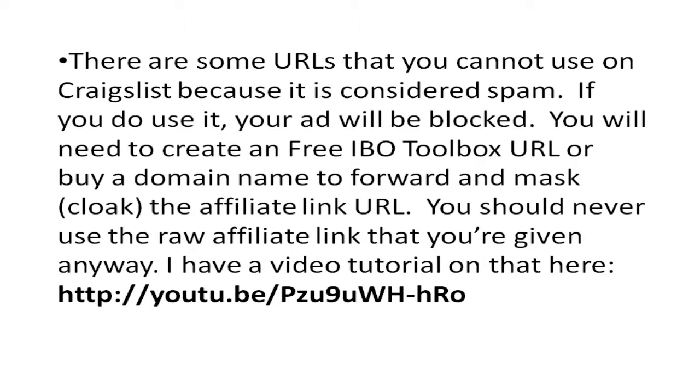Now, as a side note, there are some URLs that you cannot use on Craigslist because it is considered spam. If you do use it, your ad will be blocked. You will need to create a free IBO toolbox URL or buy a domain name to forward and mask your affiliate link URL. You should never use the raw affiliate link that you are given anyway. You can also go to shorturl.com. They have a free one, and they also have a premium URL that you can buy for $1.88 per year. So that's another option. I have a video tutorial on that on my YouTube channel.